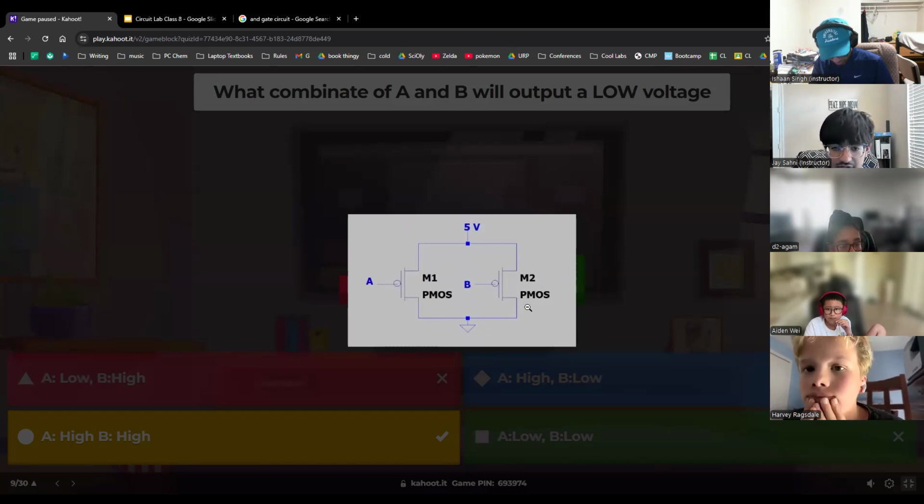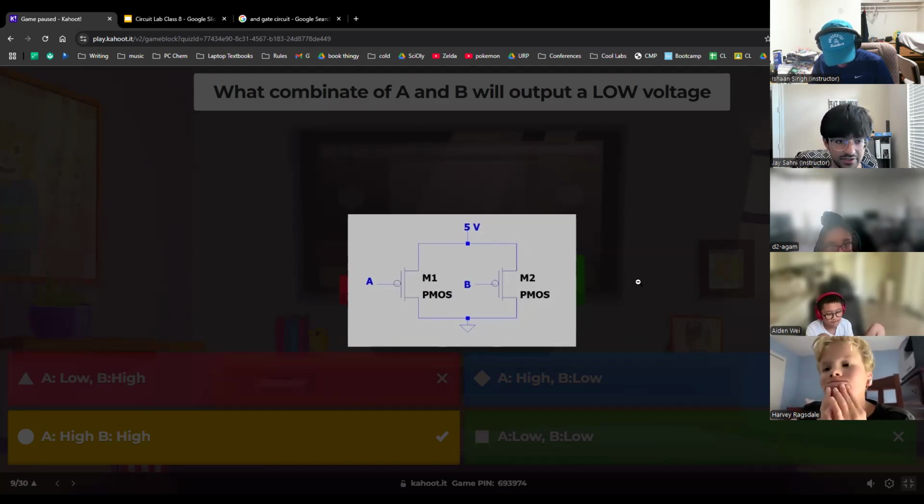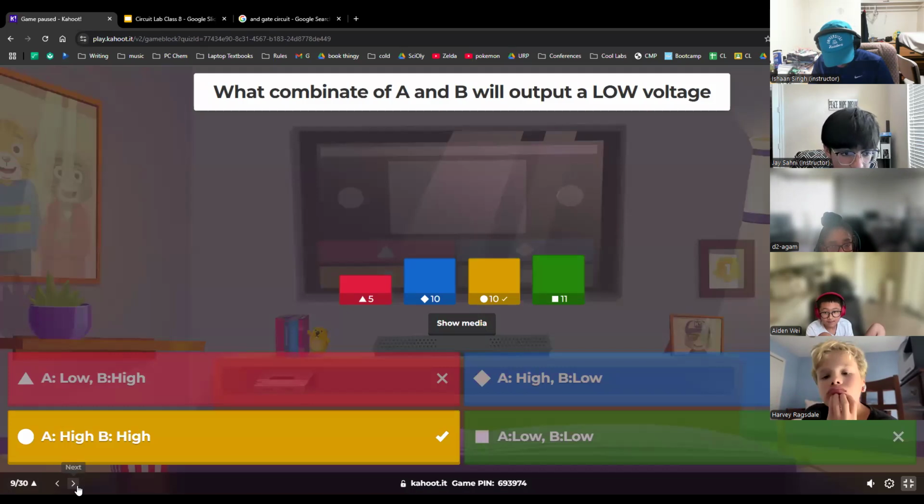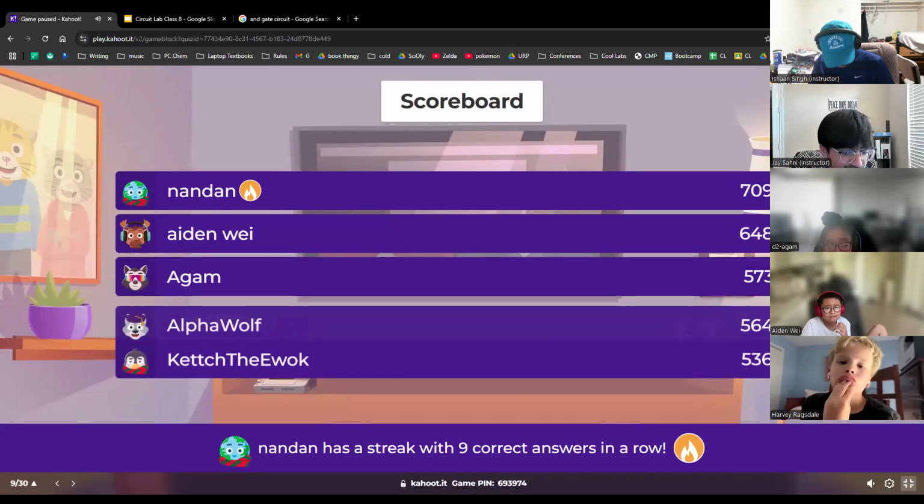But this is our PMOS. We know that when A and B are both high, the transistor is off and it acts like a really large resistor. Since they act like a really large resistor, most of this 5 volts isn't through. So my bad for not drawing the output, but I hope you guys got the intended meaning behind it because there will be further questions like this.